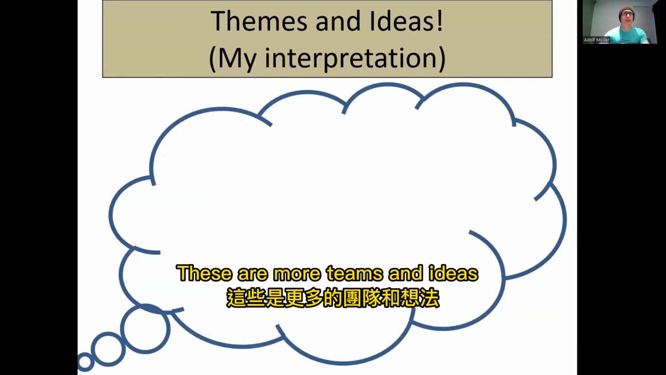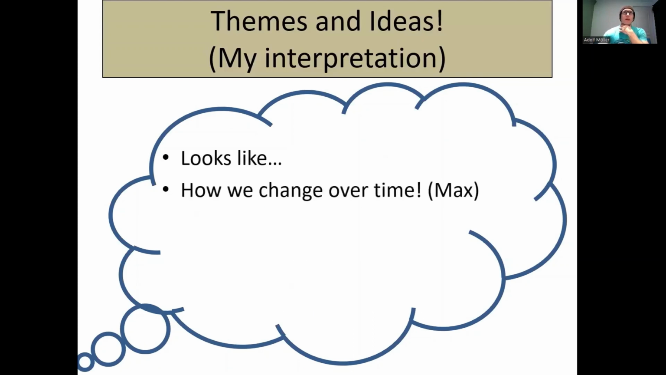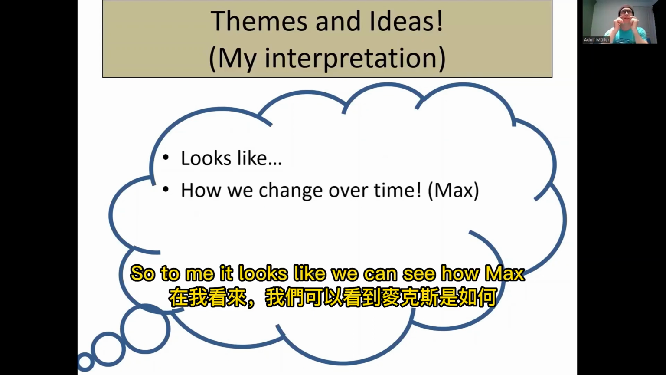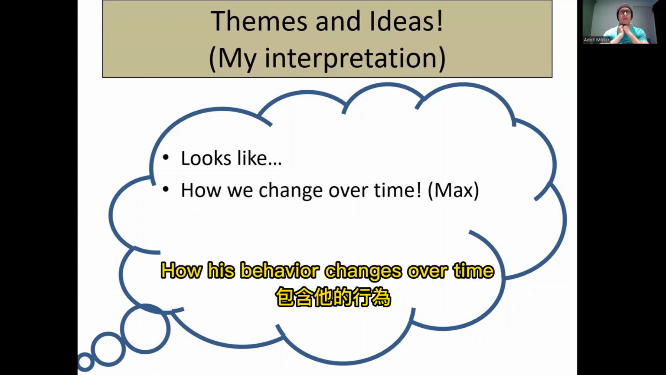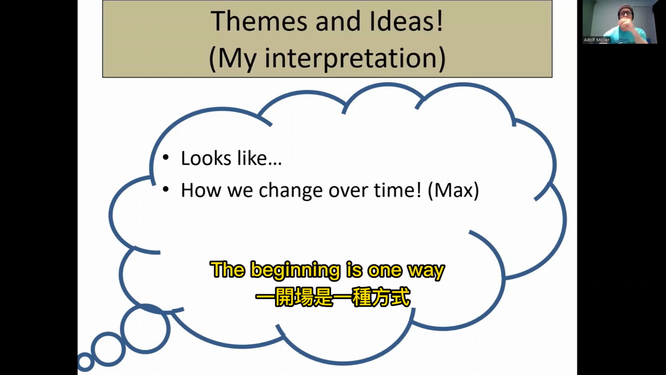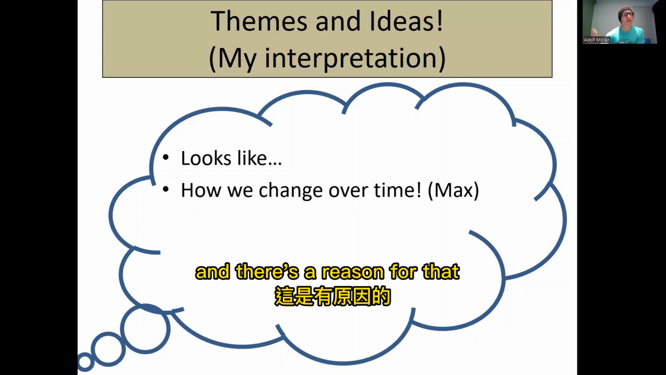And these are more themes and ideas, and remember, this is my interpretation. So to me, it looks like we can see how Max changes over time, how his behavior changes over time. The beginning is one way, and then later in the book, he changes his behavior. And there's a reason for that.